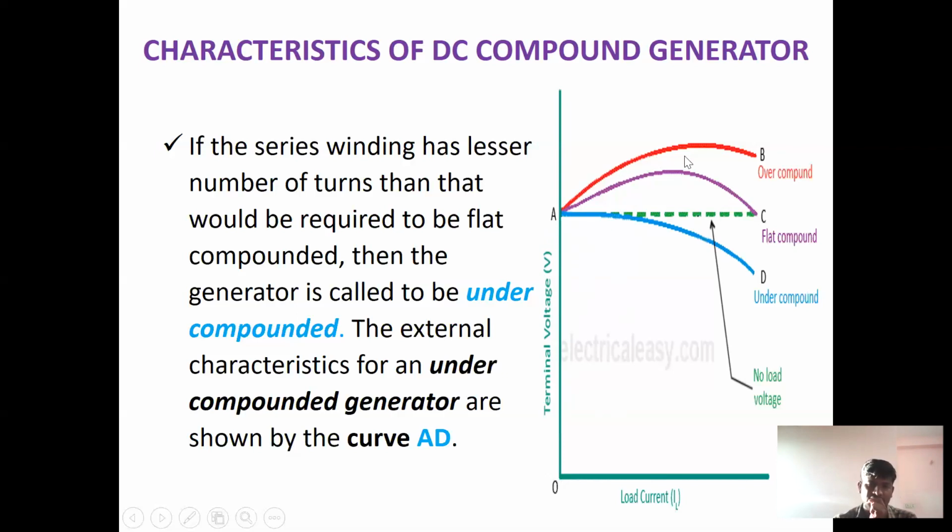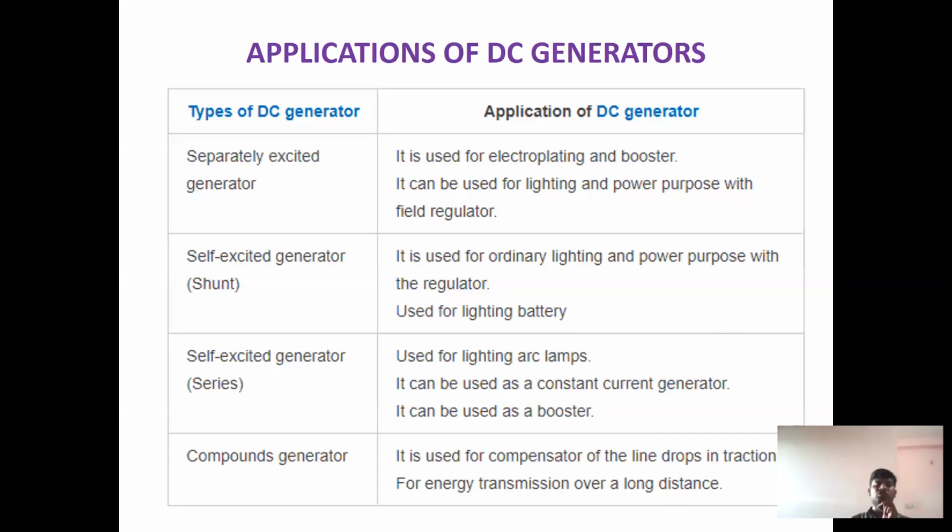Here AB, the red line, indicates the over compound and the pink line indicates the flat compound. The green line indicates the no load voltage, that's the constant, and the sky blue line AD indicates the under compound characteristics. These are the characteristics of DC compound generators, and these are the different types of characteristics of DC generators.